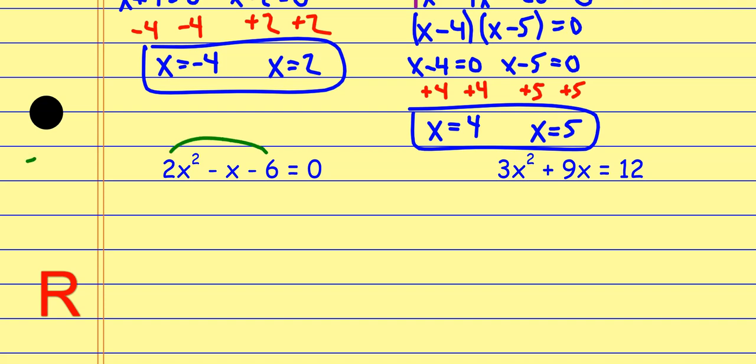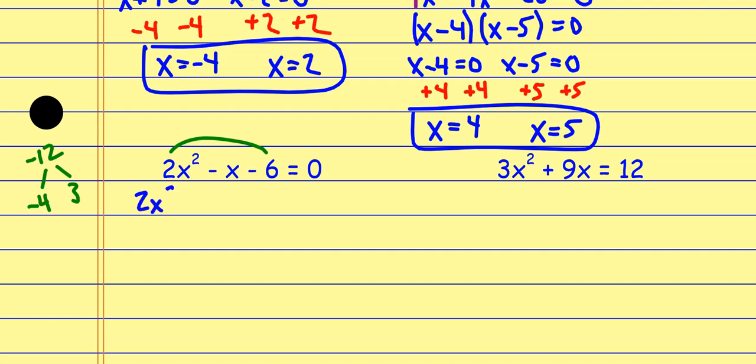This time I build a bridge and I get a negative 12. Two numbers that multiply to a negative 12 but add to a negative 1 are a negative 4 and a positive 3. But this time I can't use my shortcut. I've got a 2 out front. I can't use the shortcut when there's a 2. So remember, I split up the middle term and I factor by grouping.